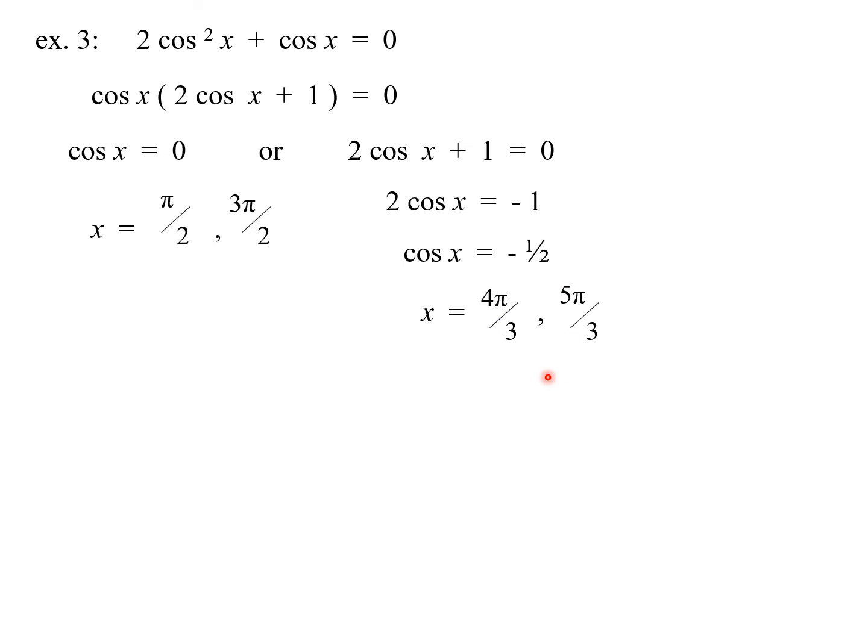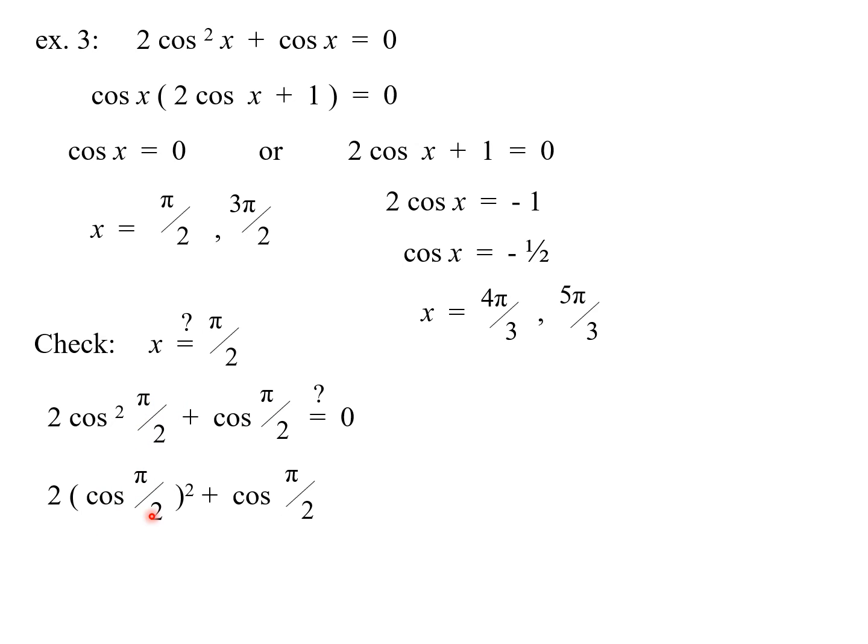All right, and now let's check these solutions. I'm going to plug pi over 2 in for x, first of all, remembering that that's actually cosine of pi over 2 squared. Cosine of pi over 2 is 0. And so 0 squared is 0 times 2 plus 0 is 0. So that solution checks out.